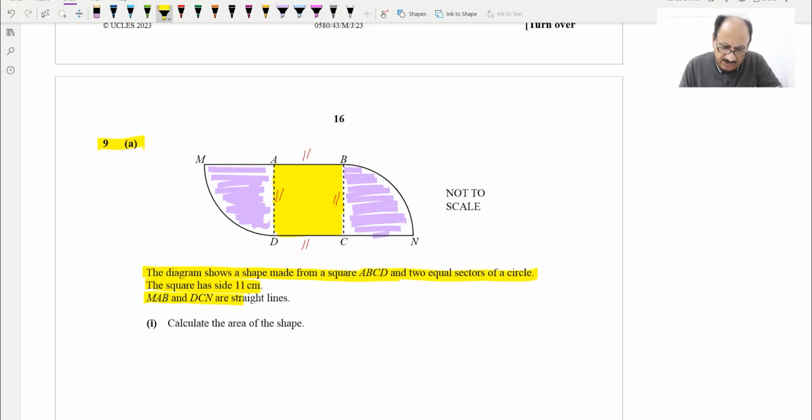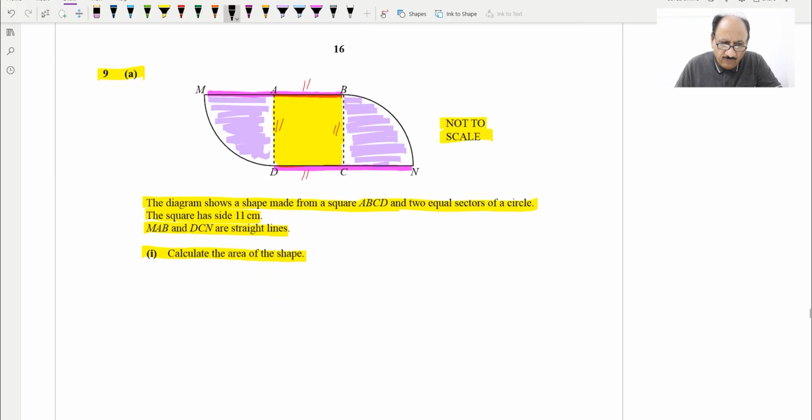MAB and DCN are straight lines. So this one is a straight line and this is also, these two are straight lines. So we understood the question, and they are asking to calculate the area of the shape, and the diagram is not to scale. So, area of the shape.